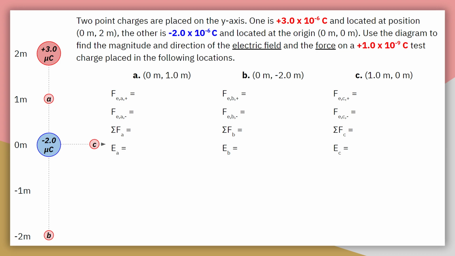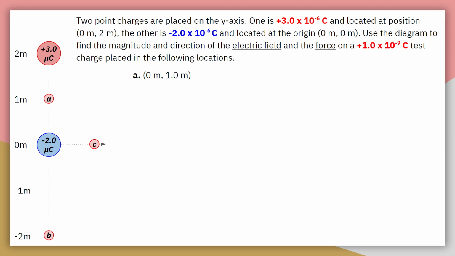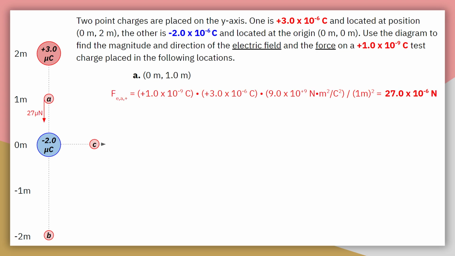That means that we're going to have quite a few calculations, at least 16, in order to fully solve this problem. The 12 that are going to be really straightforward are going to be presented right now. Just to avoid overwhelming us, we're going to break this down location by location. So location A, we're going to first figure out the electric force from the positive point charge on the positive test charge located at location A.